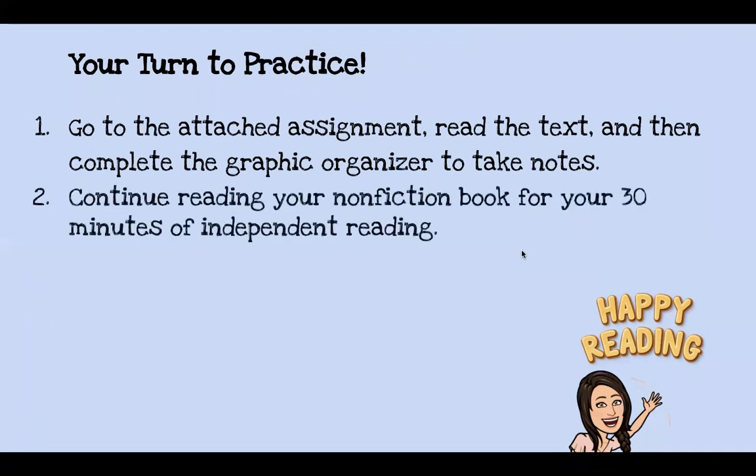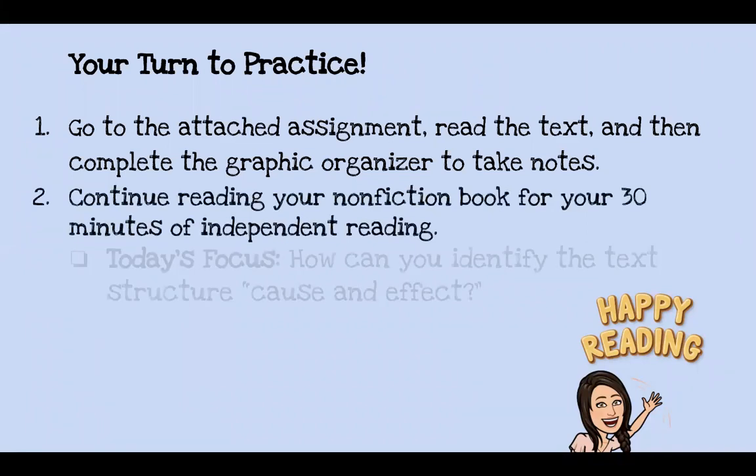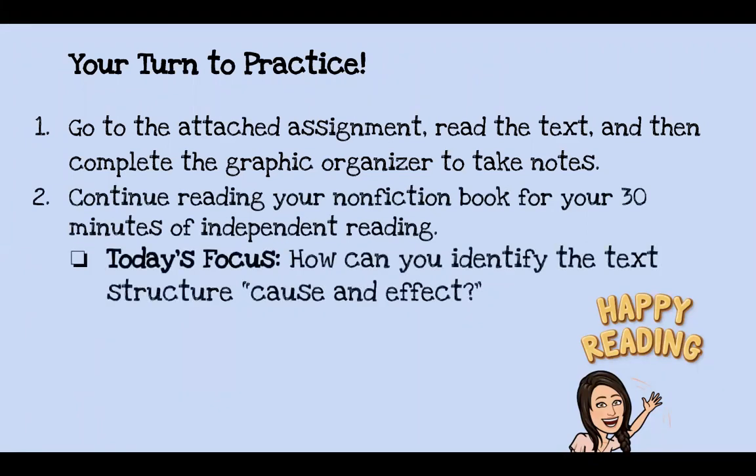And then you're going to continue reading your nonfiction books for your 30 minutes of independent reading time while thinking about that text structure, cause and effect. Can you spot that in your nonfiction books? How you can identify that? Are there problems being presented and effects? So maybe if you're reading a weather book, maybe it's saying there's a problem with hurricanes, that they do a lot of damage, and the effects of the hurricane, what are some things that happen?